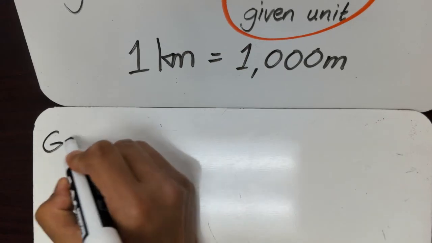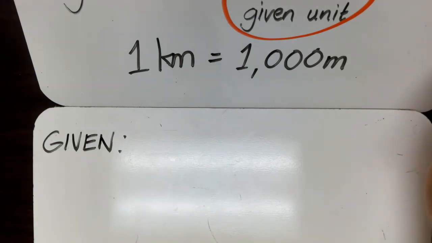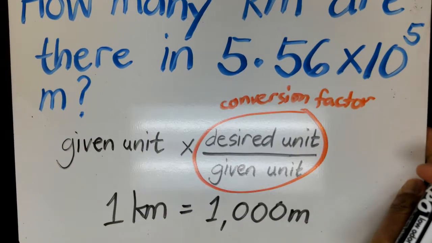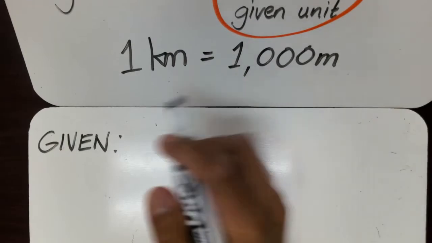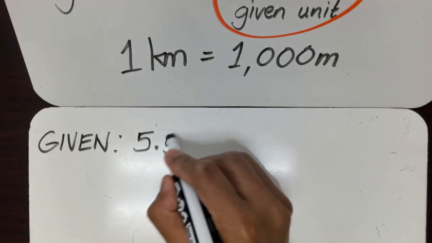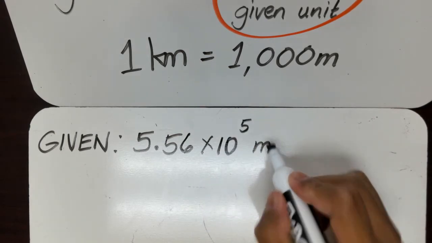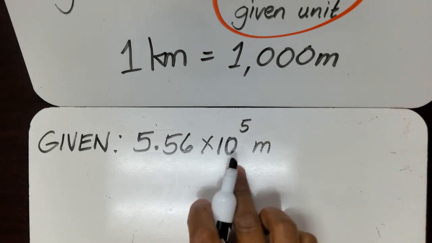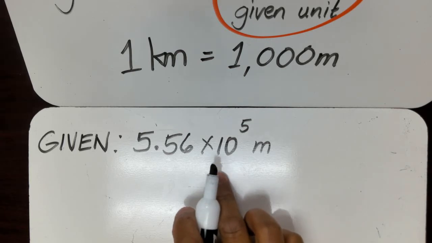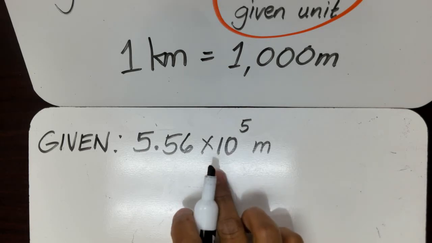The first thing is you have to identify what's your given. Your given is from the problem. Your given is the one that you need to convert, which is, let us write that, 5.56 times 10 to the power of 5 meter. You've noticed that your given is expressed in scientific notation. So if you're given like this and you're using a regular calculator, I suggest that you expand your scientific notation so it's easy for you to input in the calculator.